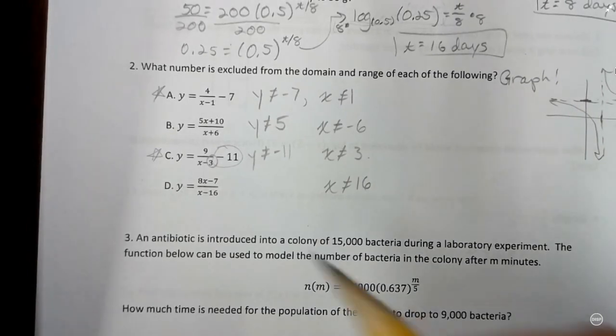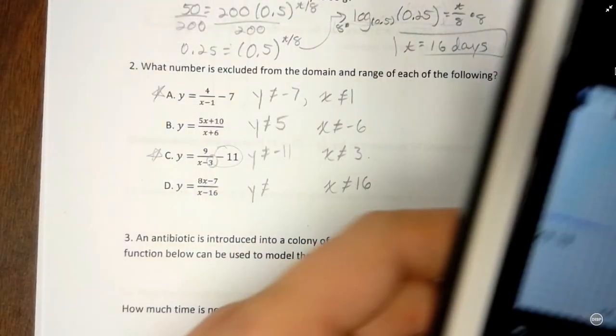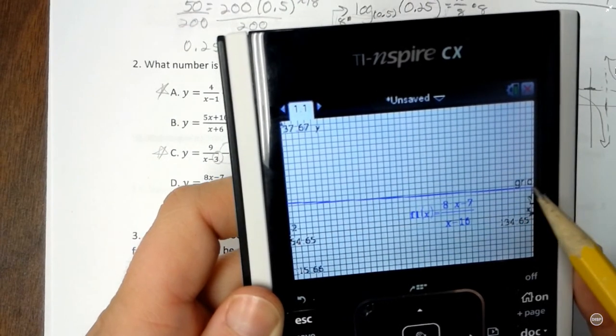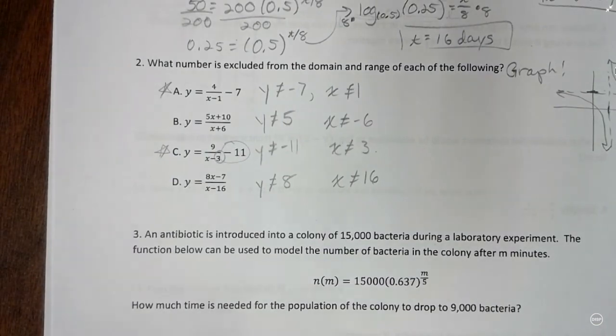The numbers on the test are going to be easier to see. These are just a little bit tough. So 2, 4, 6, 8. So your horizontal asymptote is about at 8. So y is not going to be equal to 8.